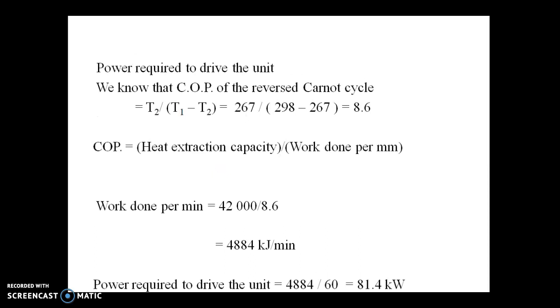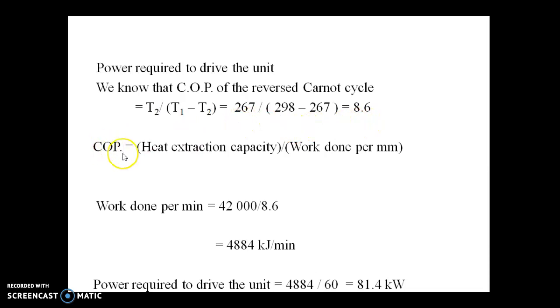Next, power required to drive the unit. We know the coefficient of performance of the reversed Carnot cycle. If we know the hot reservoir temperature and cold reservoir temperature, we can calculate the COP of the refrigerator cycle. So this COP equals T2 by T1 minus T2. T2 is the cold reservoir temperature, T1 is the hot reservoir temperature. We substitute the values and find the COP is 8.6.